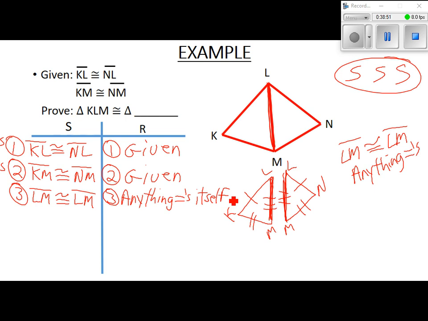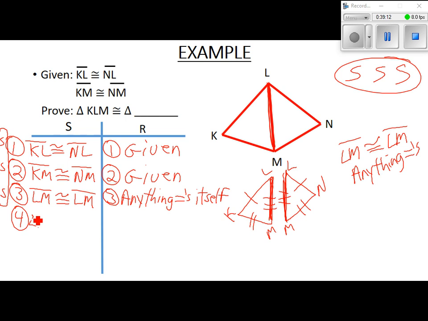We can't write SSS though, can we? Like, that's not a reason. So that was a pair of sides, so I'm gonna put a little S out here. Notice, does that give us enough to say the two triangles are congruent? Yes. So our next step, soon as we have enough information to say the two triangles are congruent, next thing we're gonna say is the two triangles are congruent.